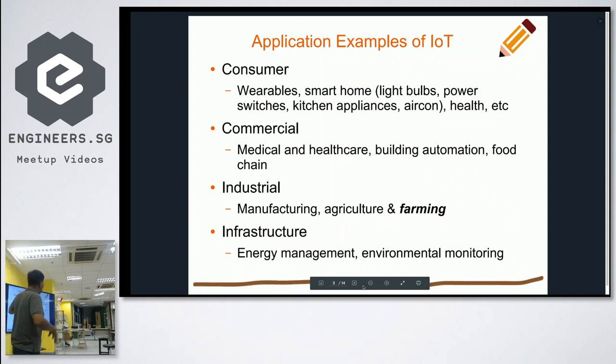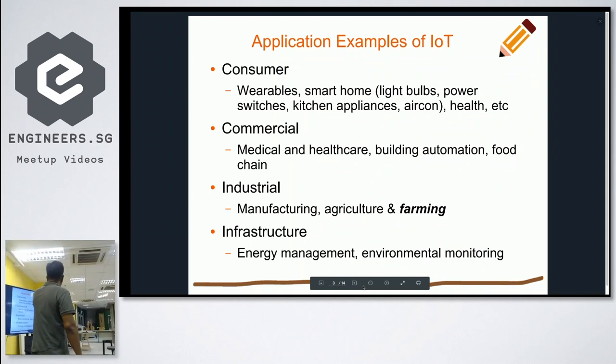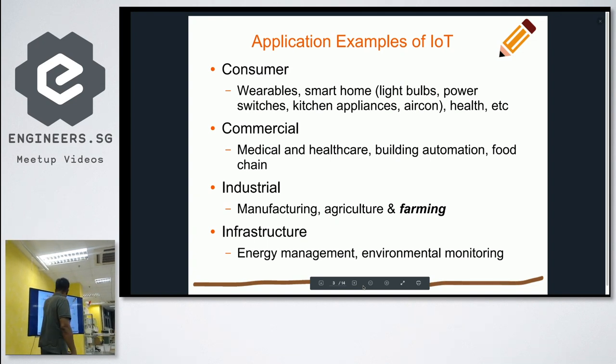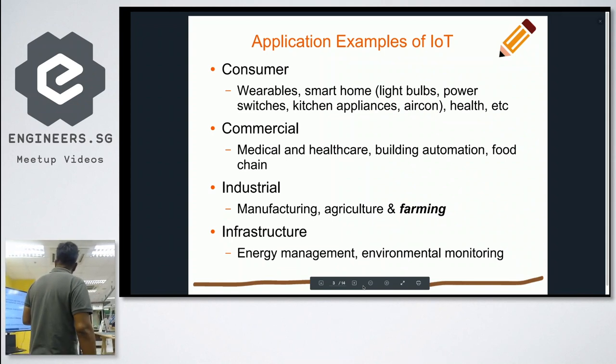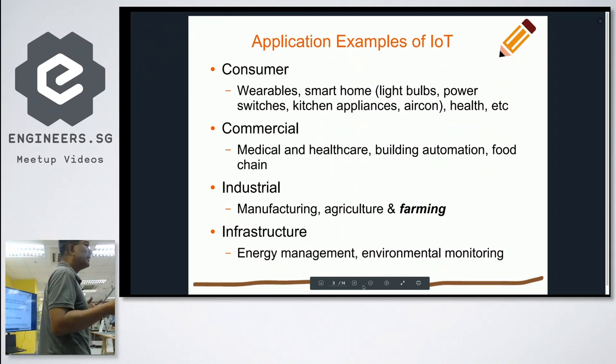Commercial devices are more like bigger applications, used in medical and healthcare, in hospitals, pill dispensers, pill management, medication. We have building management and part of the food chain also. Those are commercial applications. Moving on to industrial applications, we want to apply efficiency in manufacturing. We monitor first, then we analyze and measure the efficiency of how we manufacture products in a factory.